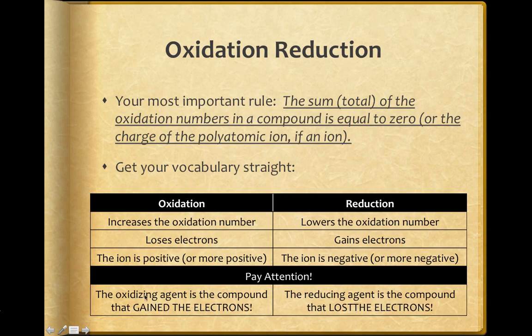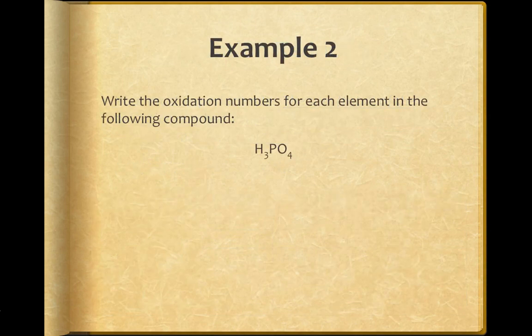So the oxidizing agent causes oxidation, causes something to lose electrons, which means the oxidizing agent is the one that's going to gain the electrons from whatever it caused to oxidize. Okay? So, let's take a look at some examples.